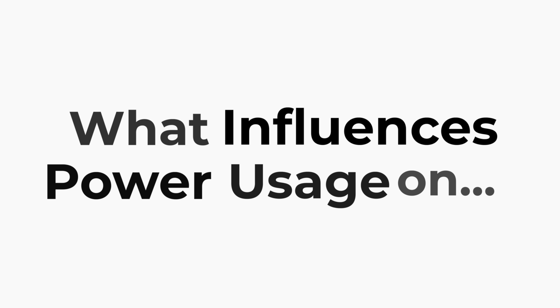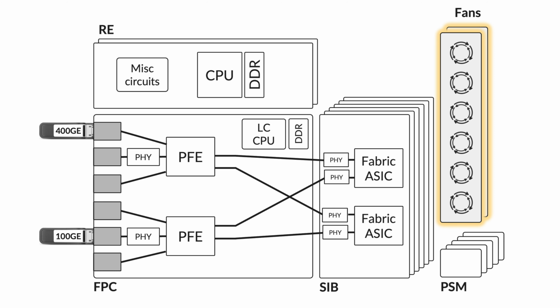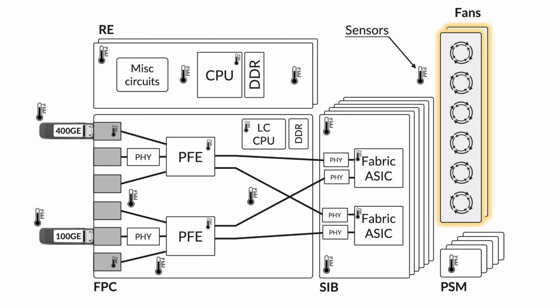Now, let's see what's on the back of your chassis. The power consumption of a fan is a cubic function of the rotation speed, and this speed is influenced by the hottest point in your chassis. Indeed, we have multiple sensors scattered all over the board, and in the components.